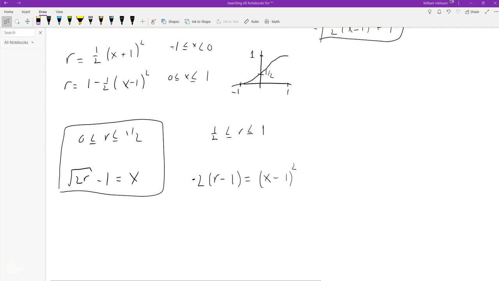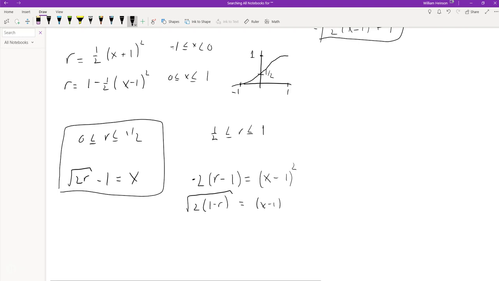So let's see here if this makes sense. Can I take the square root of this? This is between a half. So let's just commute that in here. So we're going to end up with 2 times 1 minus R equals x minus 1 squared. Make this check. R is going to go from a half to 1, so this is going to be going from 0 to 1. So this will always be positive, so it's safe. Take the square root of this, and go ahead and erase this 2 here.